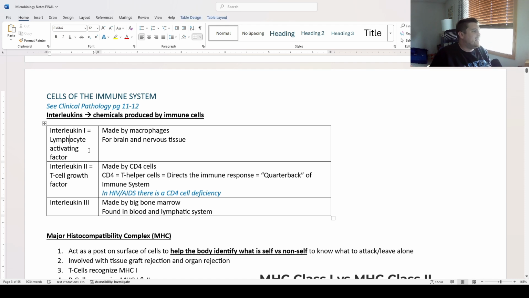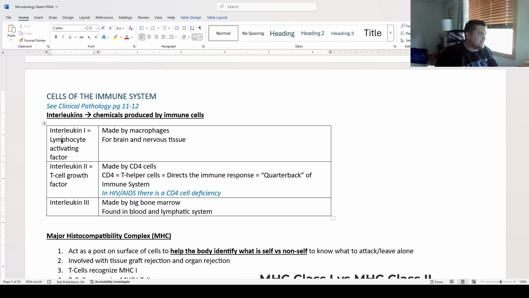Interleukin 1, its whole function is to activate lymphocytes. So it activates white blood cells. It's made by the macrophages, specifically for the brain and the nervous tissue. So the macrophages, they find something that's not supposed to be there. They latch onto it. They begin to break it down, and they release the interleukin 1 chemical to bring other immune cells to the area to help to fight that infection.